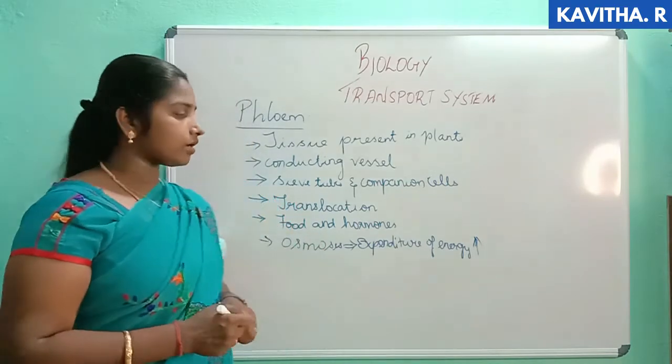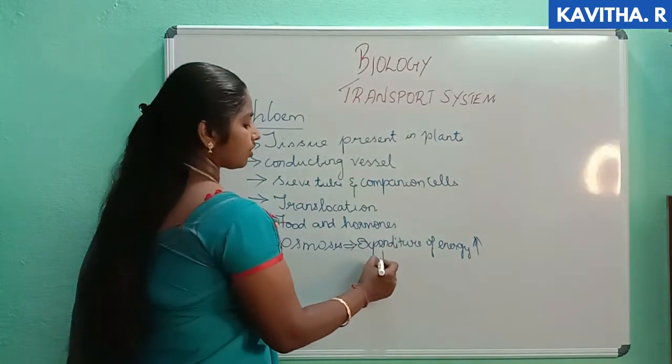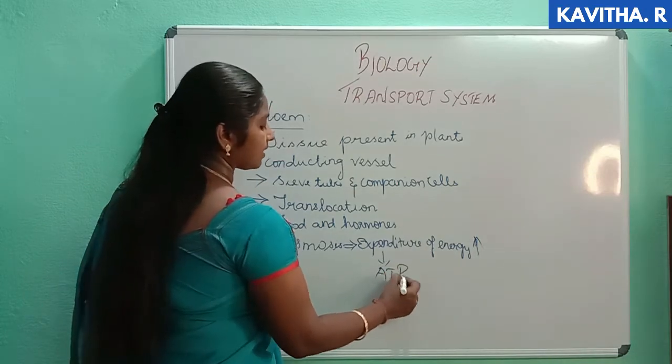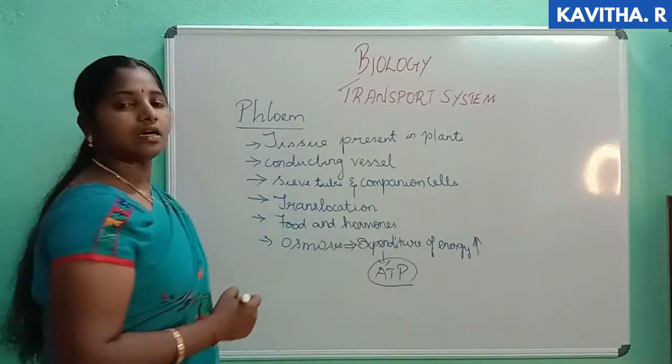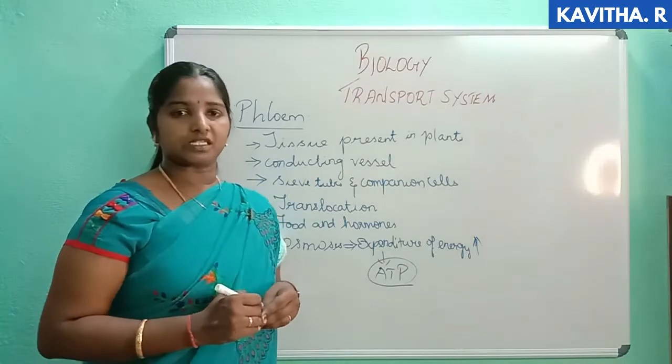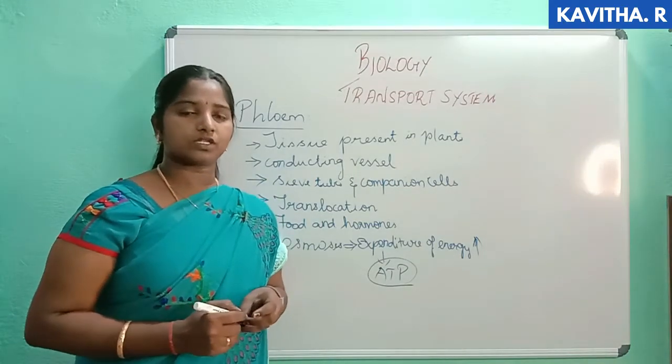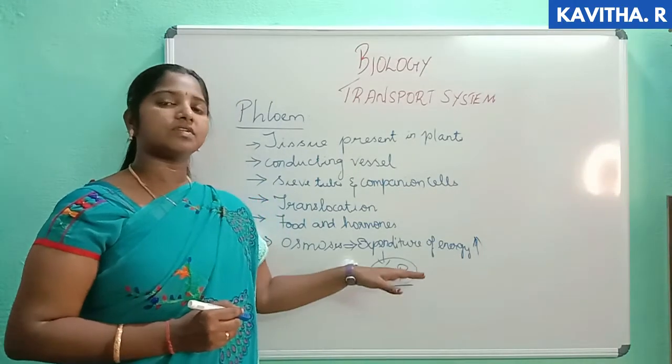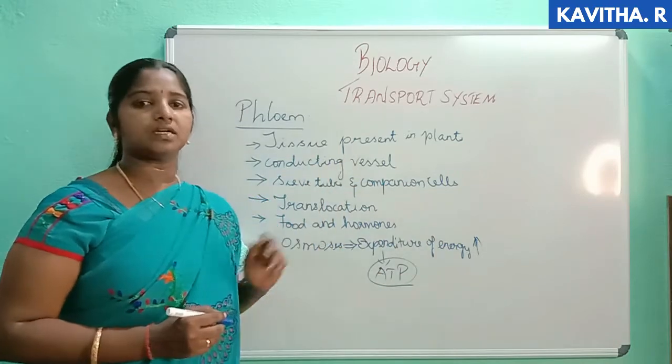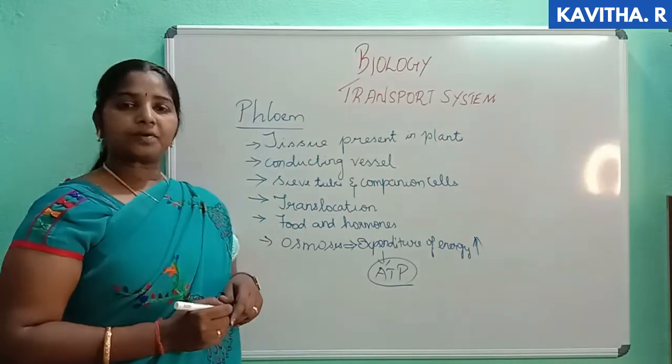So the energy molecules that are expended here are called ATP molecules, which are used for the energy purposes. ATP means adenosine triphosphate, which is the energy molecule that is being used in all parts of the plants. So I hope you are clear with this.